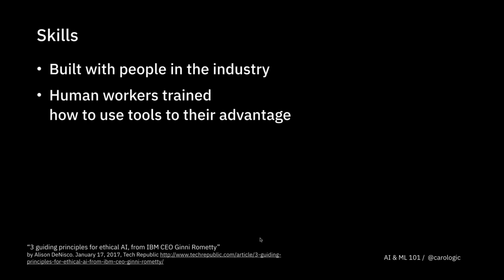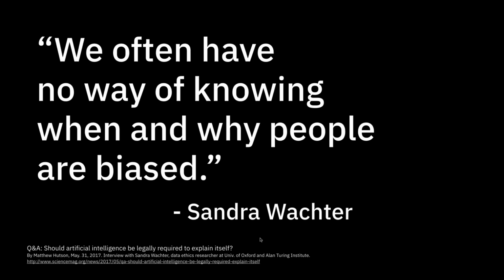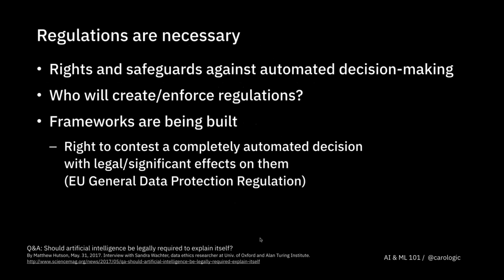And then skills. It needs to be built with people who are actually in the industry, the subject matter experts. And those human workers need to know how to use the tool, how to use it to their advantage. And then the people who are using the end product need to know how to use it as well. So thinking through, how is that going to work? What kind of skills do we have available? And how can they use those skills? And again, we often have no way of knowing when and why people are biased, and we are all biased. So how do we work around that? How can we help to make as good a system as possible?